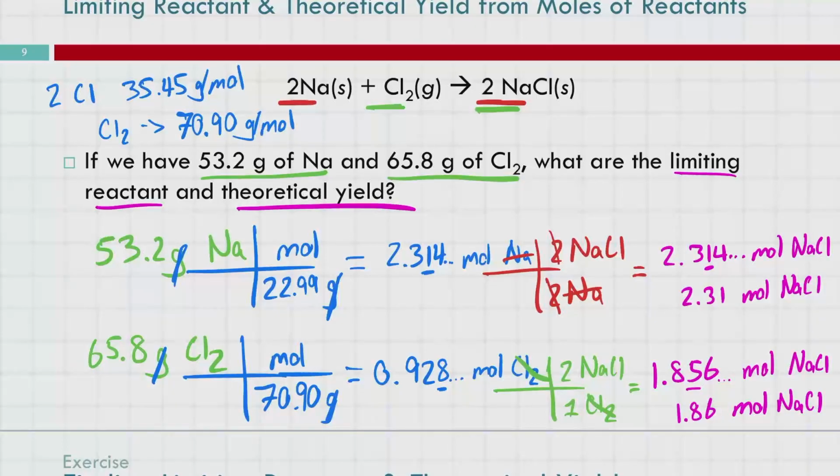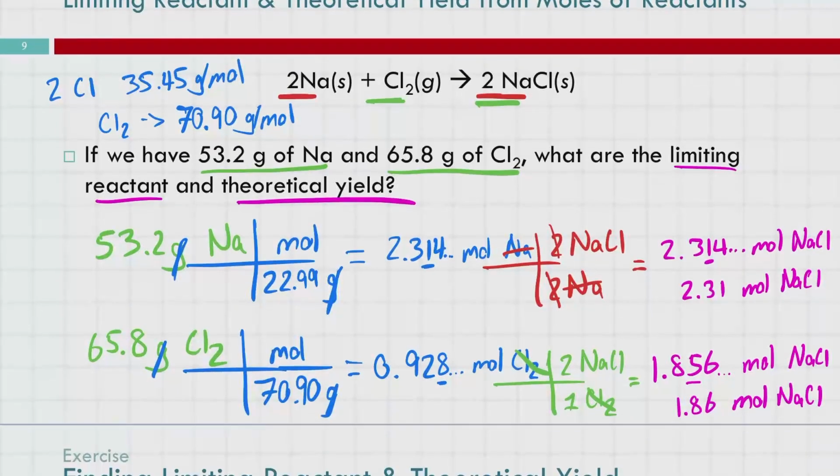Which chemical is our limiting reactant? Is it sodium? Is it chlorine? Is it sodium chloride? It is chlorine. It's Cl2, chlorine, because that produces the smallest amount of sodium chloride. So Cl2 is the limiting reactant, and this 1.86 moles is our theoretical yield. If everything goes perfectly, we'll make 1.86 moles of sodium chloride.